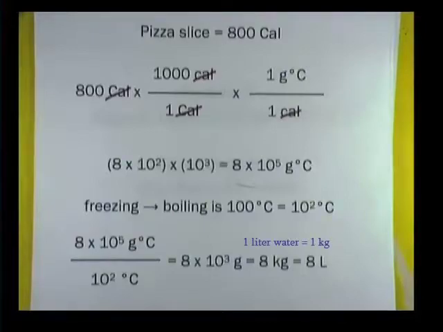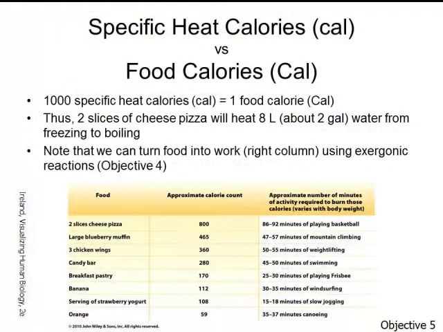So this gets us back to the statement that was on the previous slide, that 2 slices of cheese pizza, which is 800 big C calories, will allow me to turn food into work, in this case heating up water using exergonic reactions, and that I'll be able to heat up about 2 gallons of water, or 8 liters of water, from freezing to boiling using the energy that I have in 2 slices of cheese pizza.